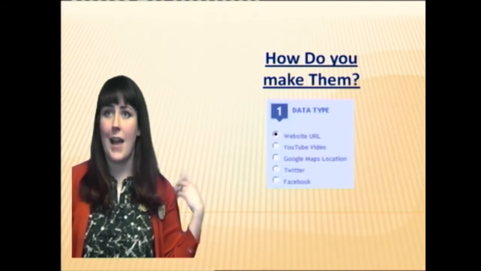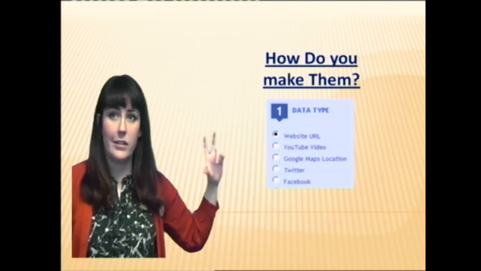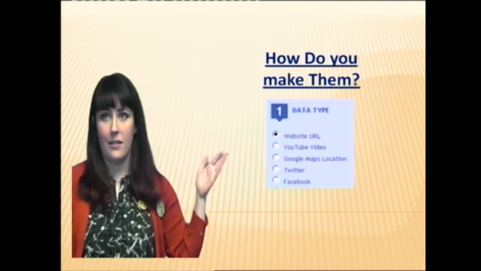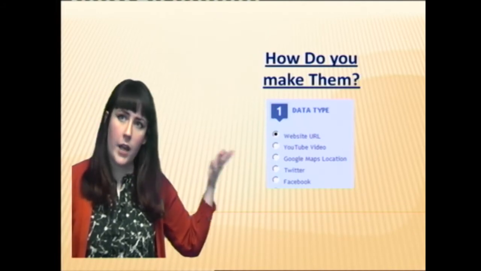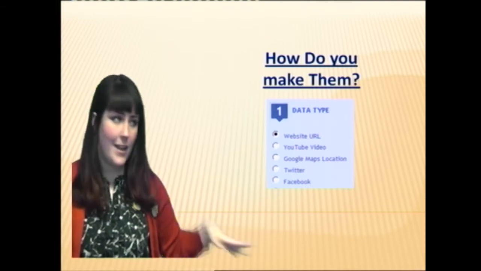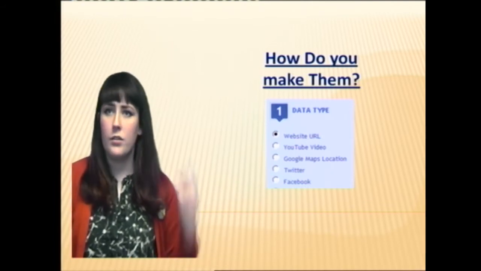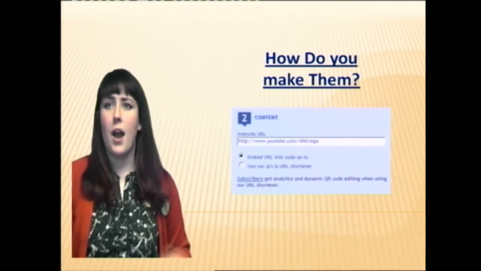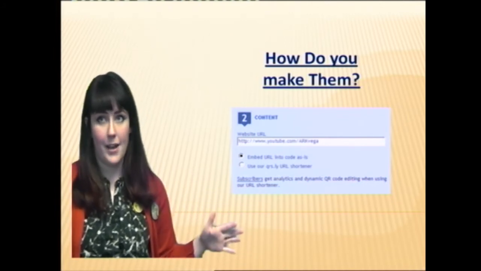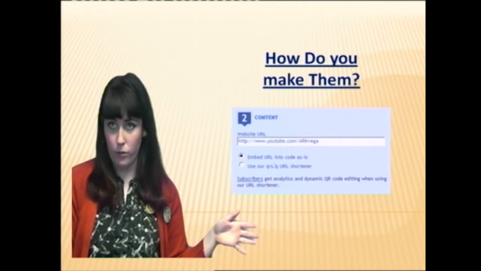So first we need to select data type. This list is actually much shorter than the full list, just because I want you to be able to see. So here it takes you to a website, next is YouTube, next is Google Maps, Twitter, Facebook, and it goes on and on and on. So you click that. Second, you type in the address. So here I've typed in the address for Vega, which is Evelyn Grace Academy's educational YouTube channel.